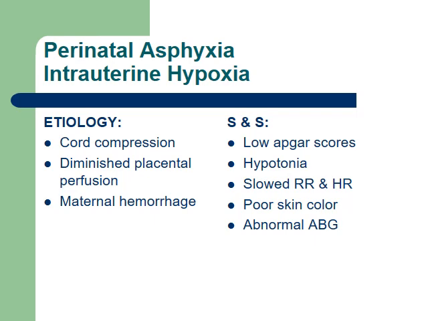Signs and symptoms are going to be low APGAR scores at birth. You can tell they just didn't have much going on inside. We got them out and they just lay there. They're hypotonic. They don't move. They don't fight you when you touch them. They have a very slowed respiratory rate and a slowed heart rate, poor skin color, and really off arterial blood gases.